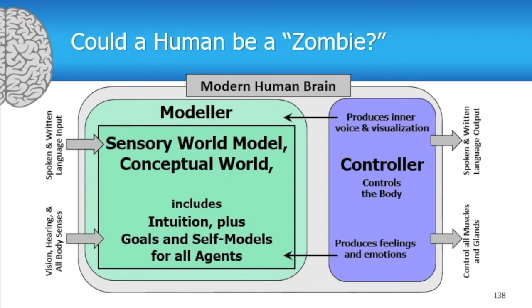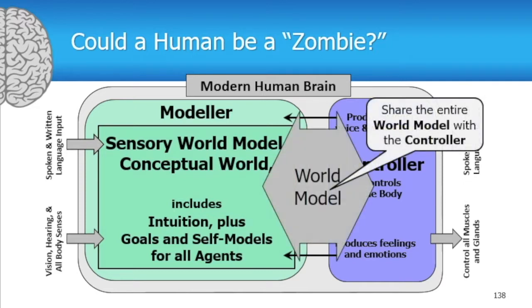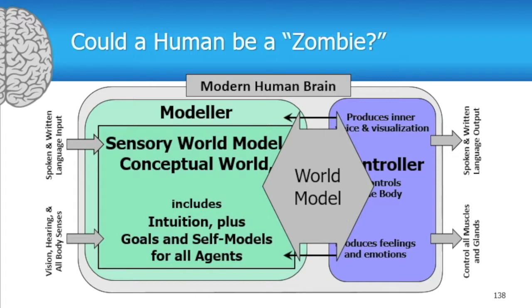The only way I can think of to resurrect a normal modern human would be to share the entire world model with the controller. But I claim that the controller would then have to implement the equivalent of a bottom-up and top-down attention mechanism to operate like a normal modern human. So the controller would then have phenomenal awareness.